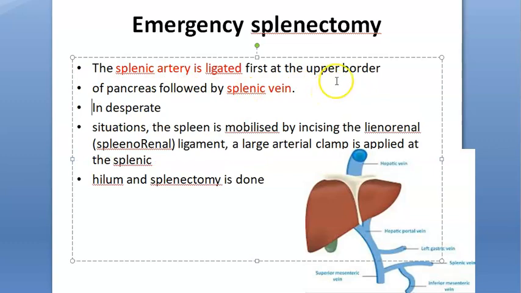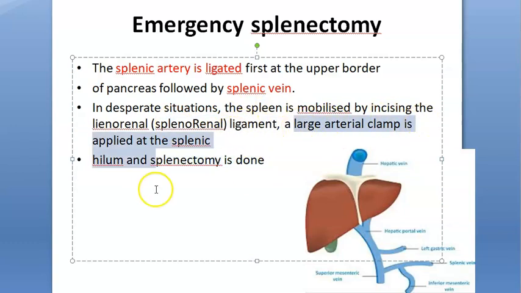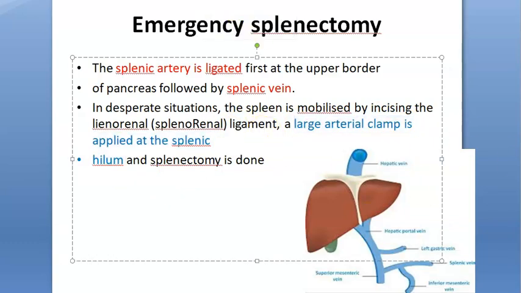If it is a very desperate situation, then you will just go through the splenorenal ligament and you will put a large arterial clamp at the splenic hilum, and then you will do the splenectomy. Okay, this is how you do emergency splenectomy.